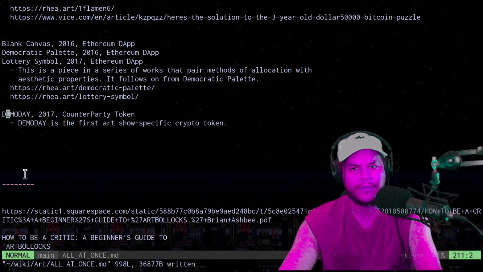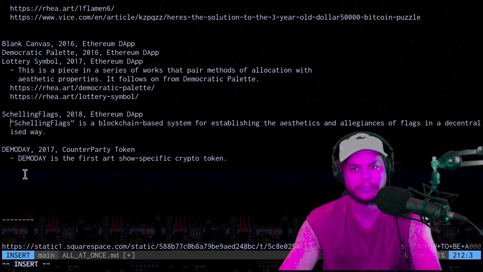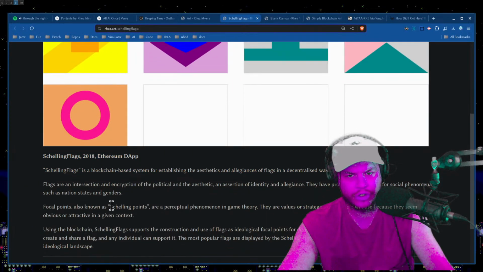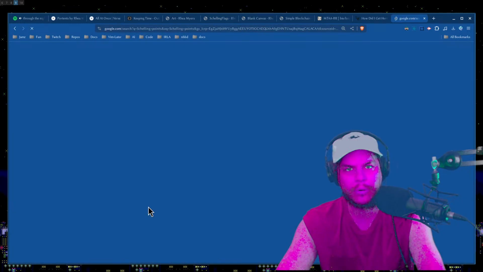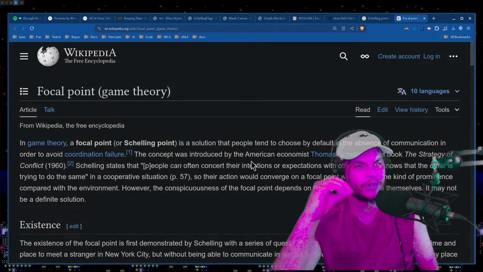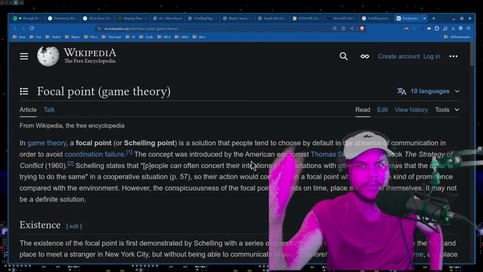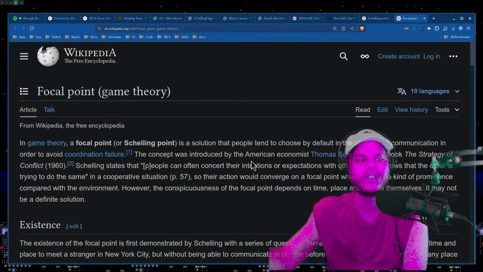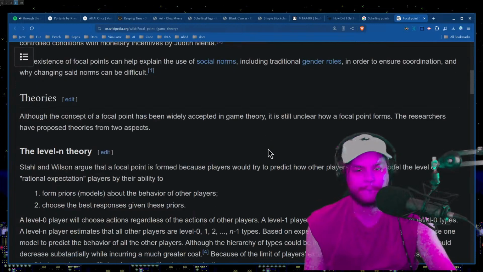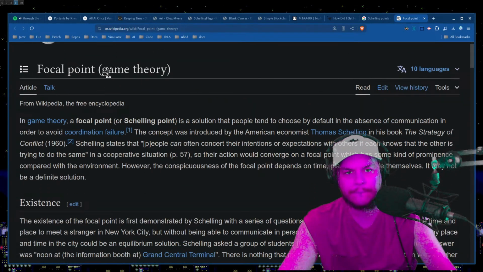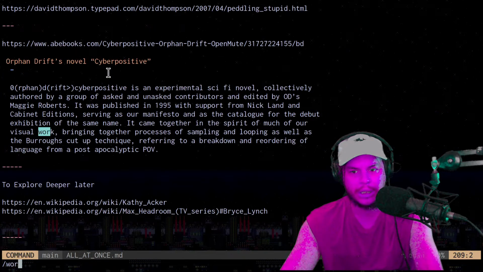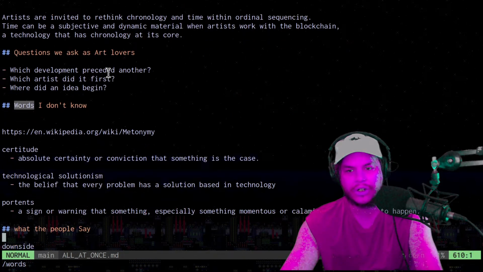Cool. Kind of feels like it's in the similar world of... And then actually the term shelling points is the important, deeper concept here, right? A focal point. A solution that people tend to choose by default in the absence of communication in order to avoid communication failure. Okay, old Thomas Schelling, right? And we're going to call them shelling points because, what's it called? Vocal points sounds stupid. Focal points? Shelling points.